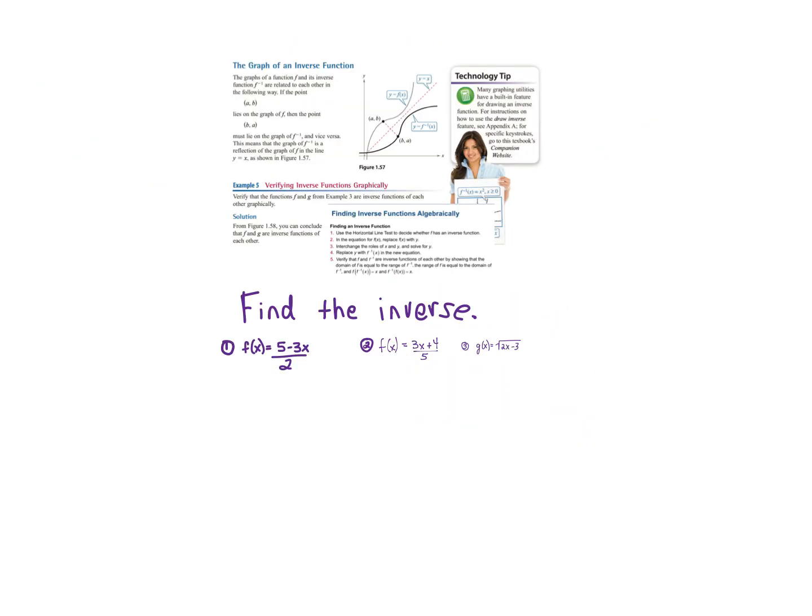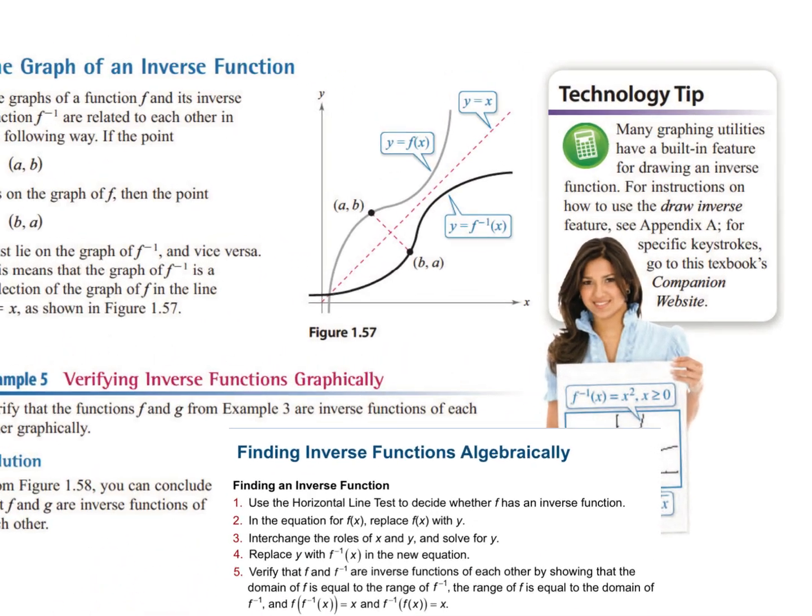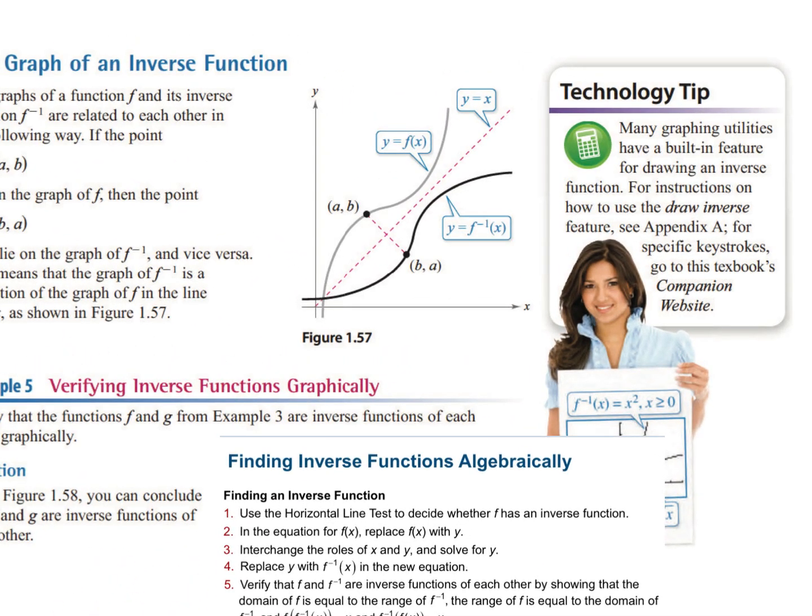So the next page talks about the graph of inverse functions. When we find the inverse of a graph, we just switch the x's and y's. So here it has a comma b. The a and the b switch. The b becomes the x and the a becomes the y. So when you graph the inverse, the x's and y's switch.